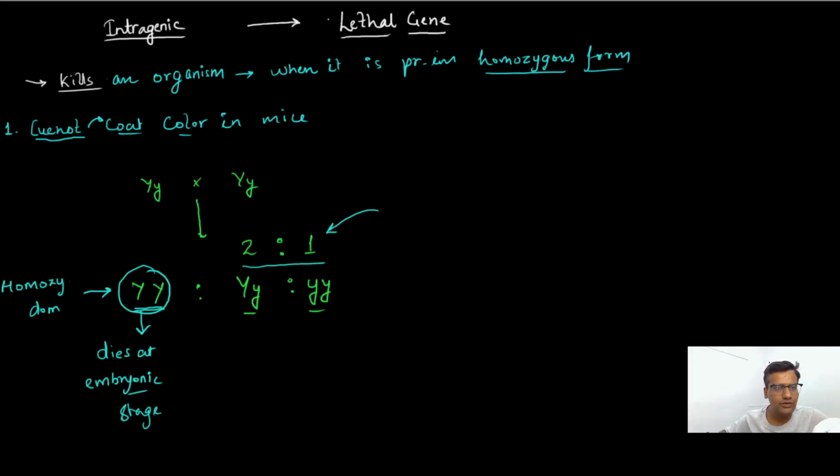If an organism dies at an embryonic stage, then this kind of lethal gene, or this kind of lethality, is known as absolute lethality. So this is the concept.